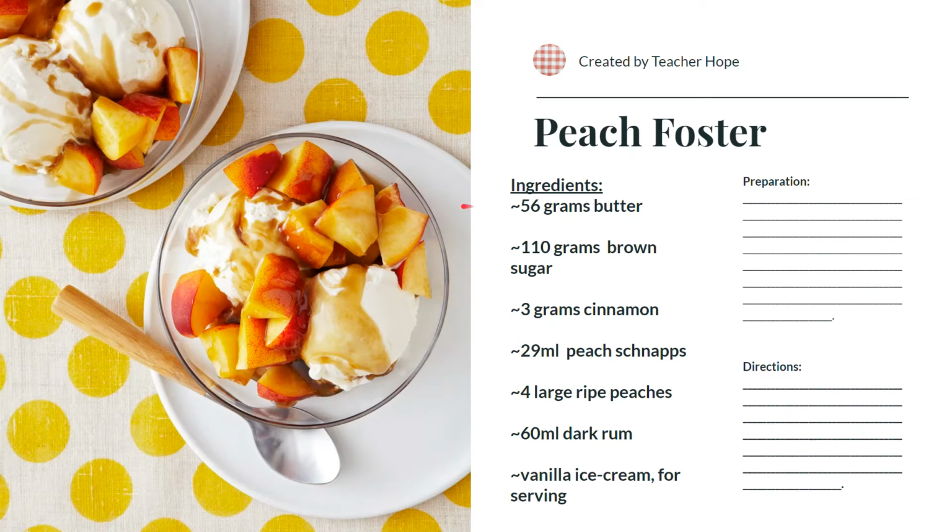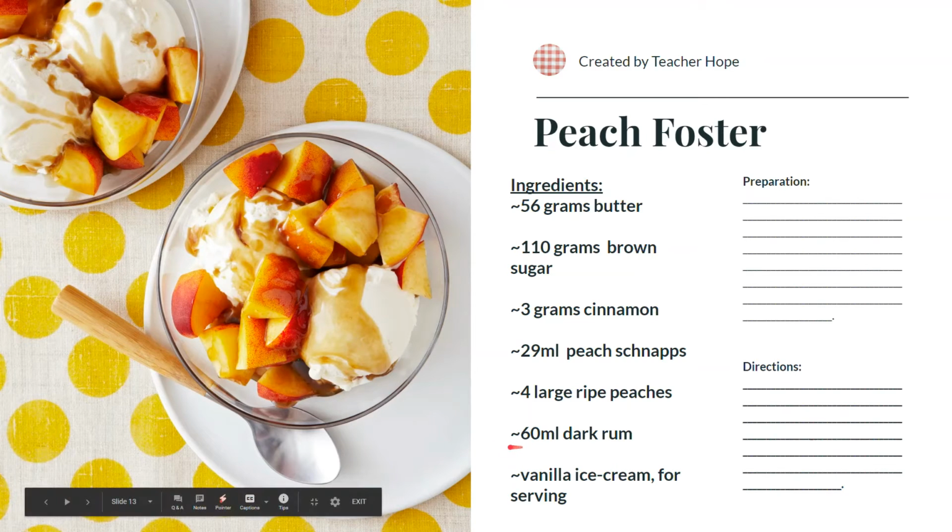I need 56 grams of butter, 110 grams of brown sugar, 3 grams of cinnamon, 29 milliliters of peach schnapps. This is an alcohol. 4 large ripe peaches, 60 milliliters of dark rum. This is also alcohol. And vanilla ice cream for serving. So this word serving we will talk about a little later.